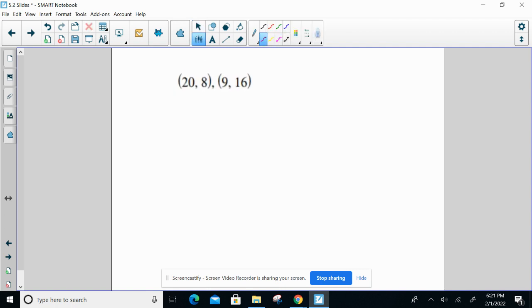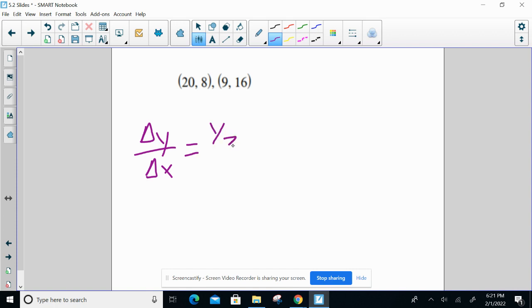I'm going to write down the formula. All right? Change in y over change in x. Every time I want to find the slope, I'm writing this. I said this yesterday. Get used to writing it. I don't care how much of a pain you think it is. Because if you don't write it, you might mess it up.